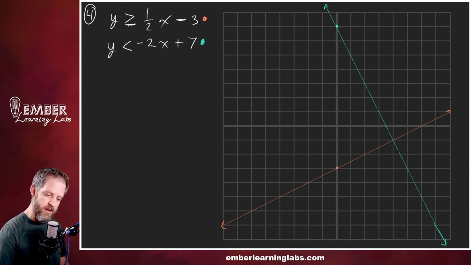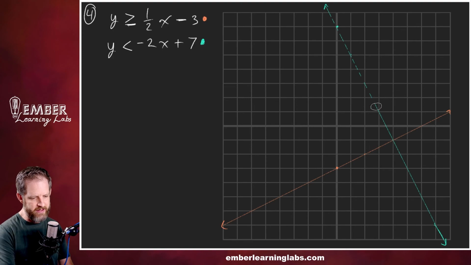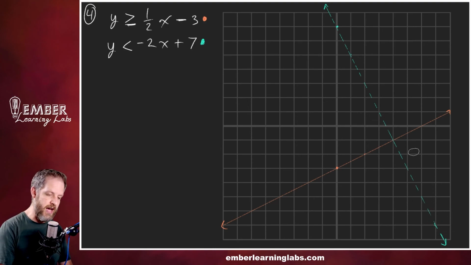Now this one is less than, not less than or equal to. So this one actually should be a dotted or dashed line, right? The easiest way for me to do that is with my eraser. You probably could just slap your ruler down and actually just draw a dashed line. Easy peasy. So there's those bits.